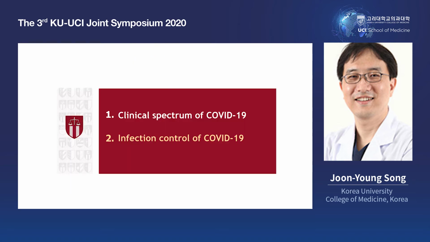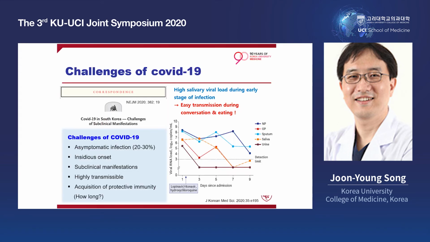Now let's move on to the infection control strategies for COVID-19. 20 to 30% of COVID-19 cases are asymptomatic, and even in the symptomatic cases, the symptom onset is insidious, and the initial symptoms are very mild. However, they are highly contagious even at the early stage of infection.